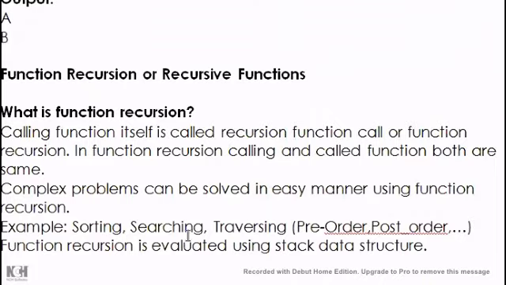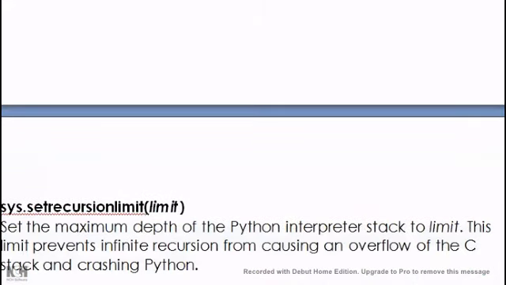But what is the default depth of the recursion? 1,000. So if you don't give the condition, it will repeat 1,000 times. The default recursion limit set by the Python virtual machine is 1,000. But this can be changed.